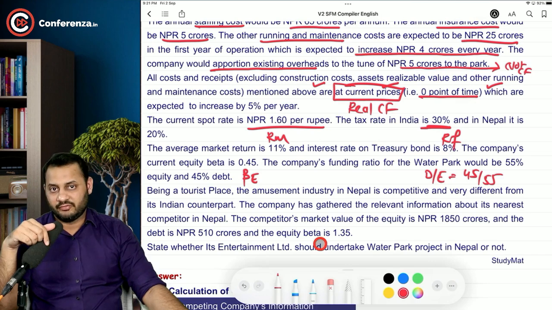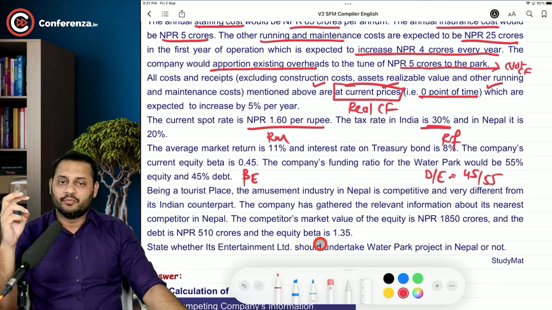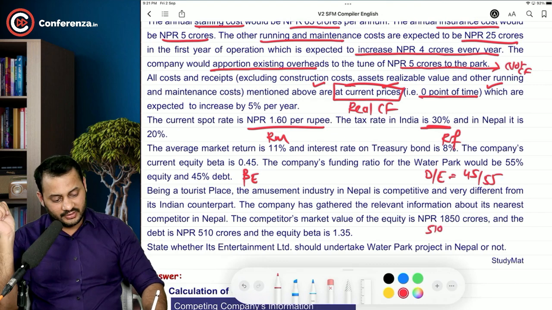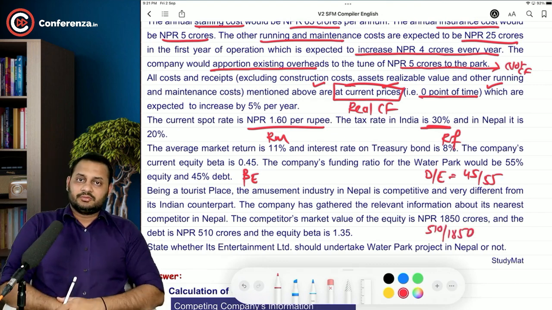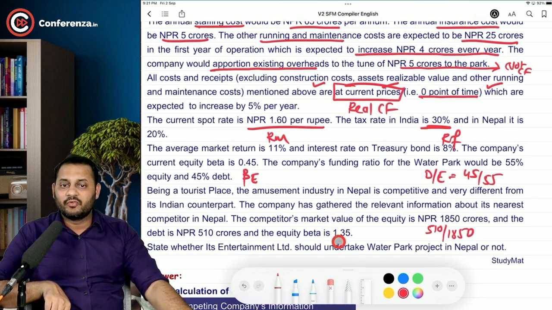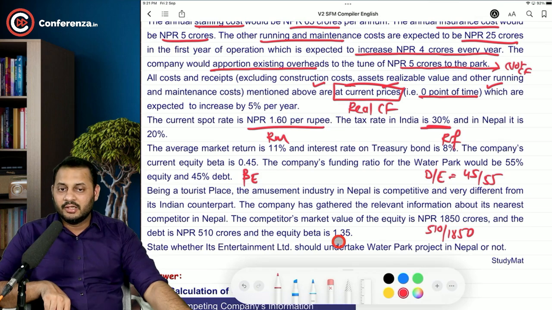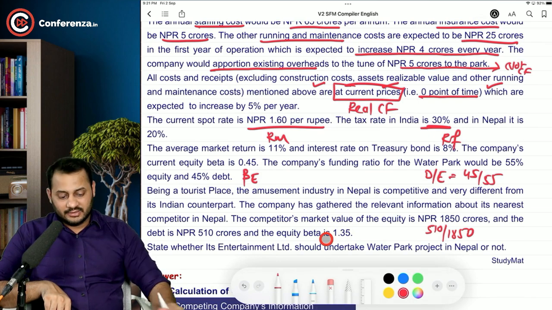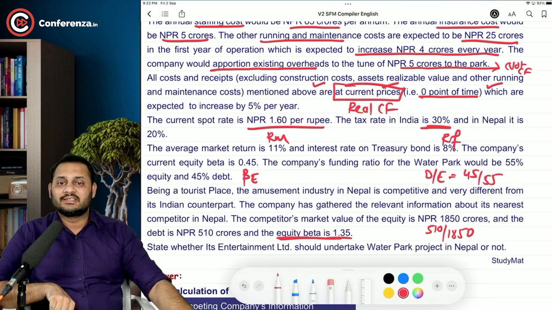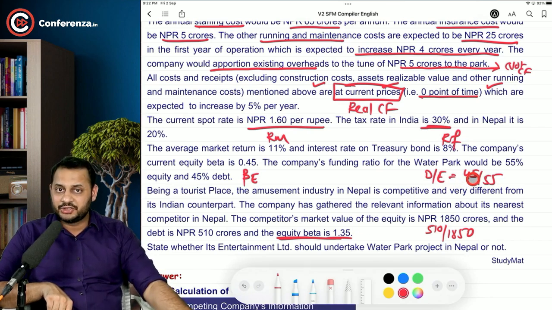The equity beta is 1.35. What exactly you have to do? You have to calculate the competitor's debt equity ratio, which is 510 by 1850. Okay. And this debt equity ratio has to be removed from the 1.35 equity beta. Once we remove this debt equity ratio, we will convert this equity beta to asset beta. And then that asset beta will be used with the debt equity ratio of our amusement park to get back to equity beta.